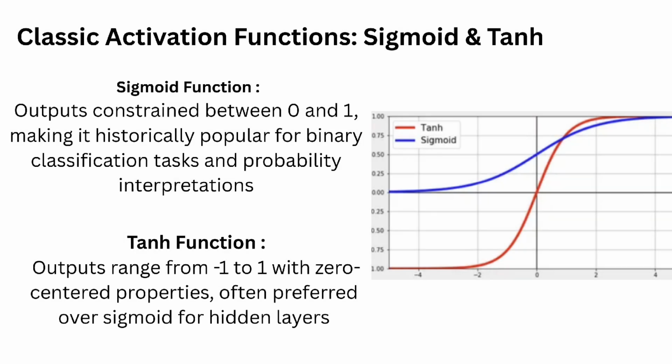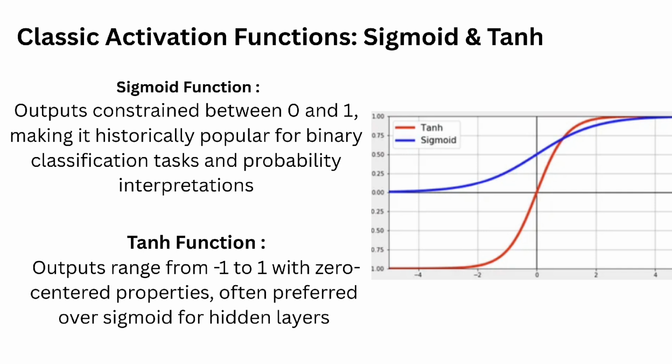Classic activation functions. Different activation functions behave differently during training. Some are good for classification while others are better for regression or deep learning tasks. So firstly, we have to discuss the sigmoid activation function. This activation function squishes input values between 0 and 1. It is mainly used in binary classification problems.